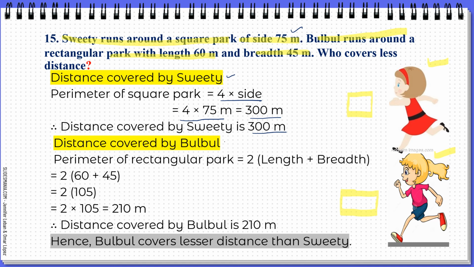Whereas for the distance covered by Bulbul, we'll find the perimeter of the rectangular park, which is equal to 2 into length plus breadth. We know the formula, and we'll now substitute the values. So this is 2 into 60 plus 45. When you sum up 60 plus 45, how much is that? That is 105. And the double of 105, that is 2 into 105, is equal to 210 meters. We have to find out who covers less distance. So your answer will be, come on, Sweetie or Bulbul? Yes, you're right. Bulbul covers lesser distance than Sweetie.